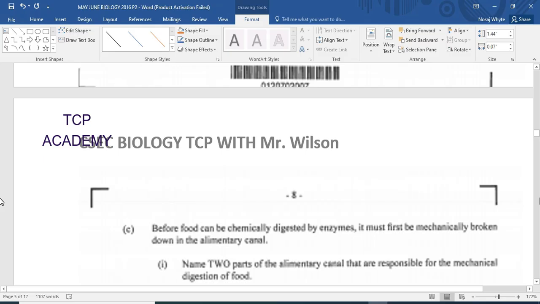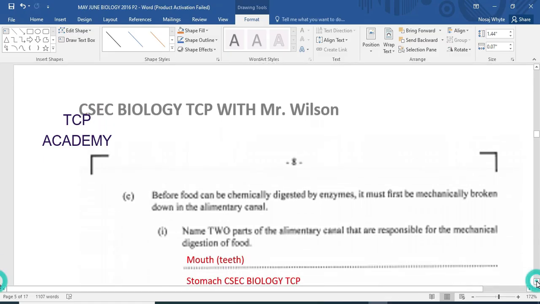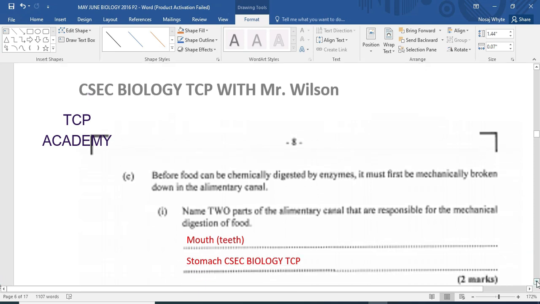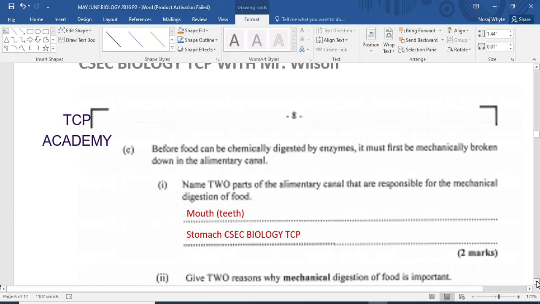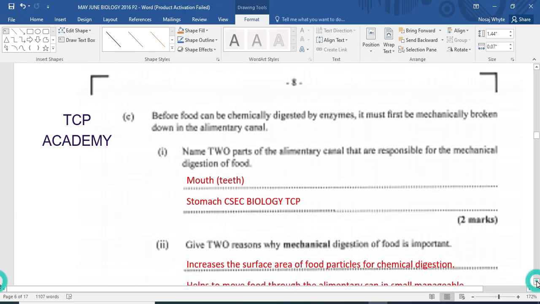But also as the food moves through the gut and peristalsis takes place, that is also going to help with some mechanical breaking down of the food and of course pushing the food forward. So here we look at the mouth and the teeth in breaking down the food, and the stomach. Those are very important, but of course peristalsis would also serve a major role here. Now give 2 reasons why mechanical digestion of food is important.